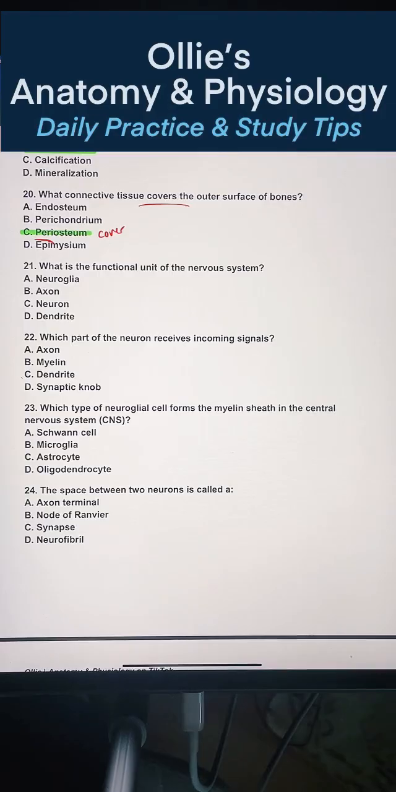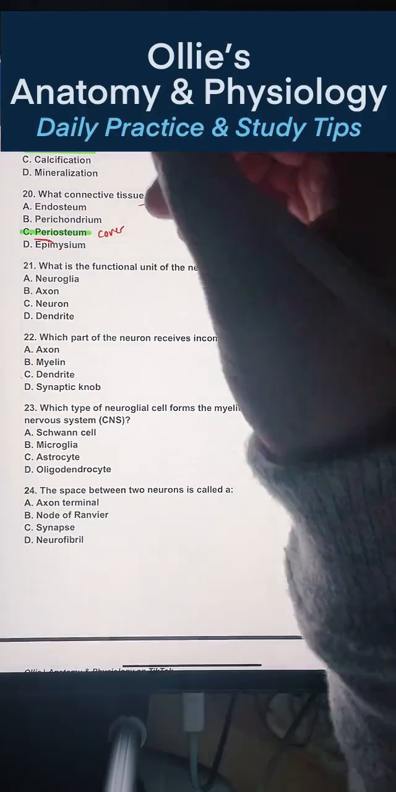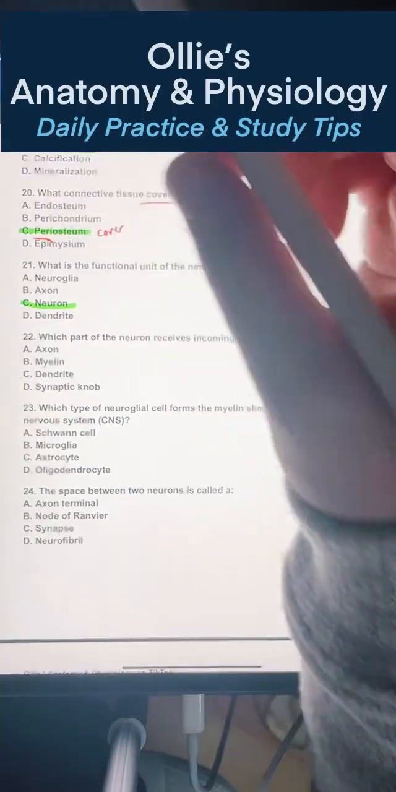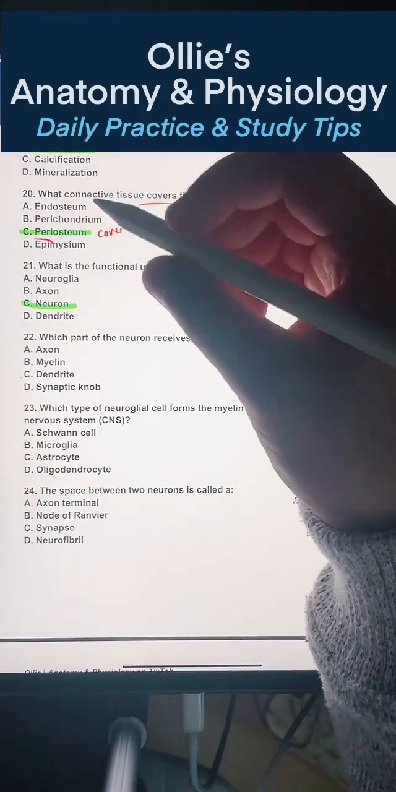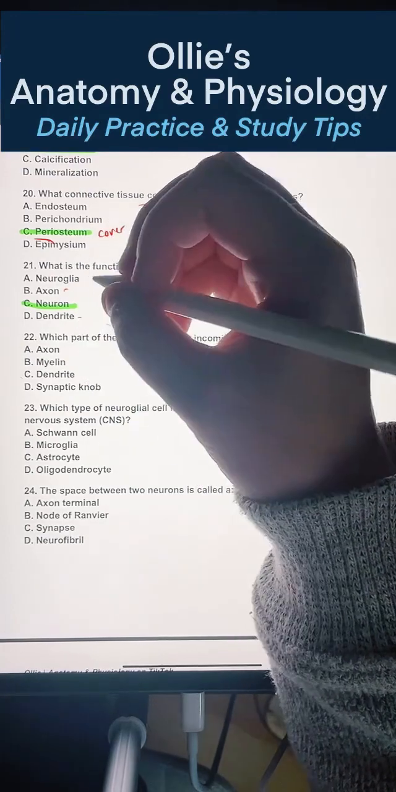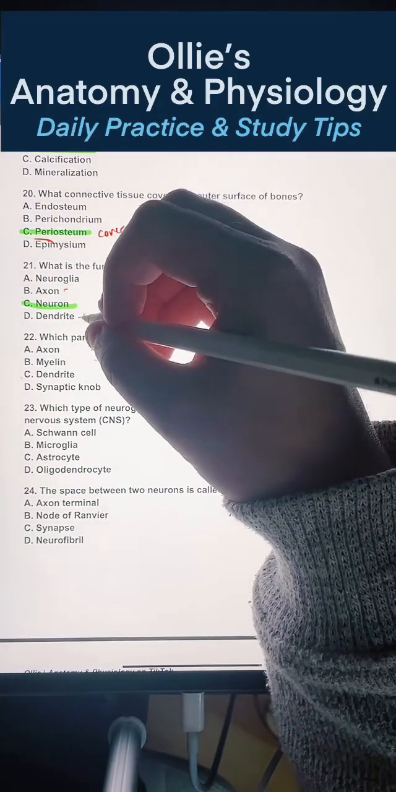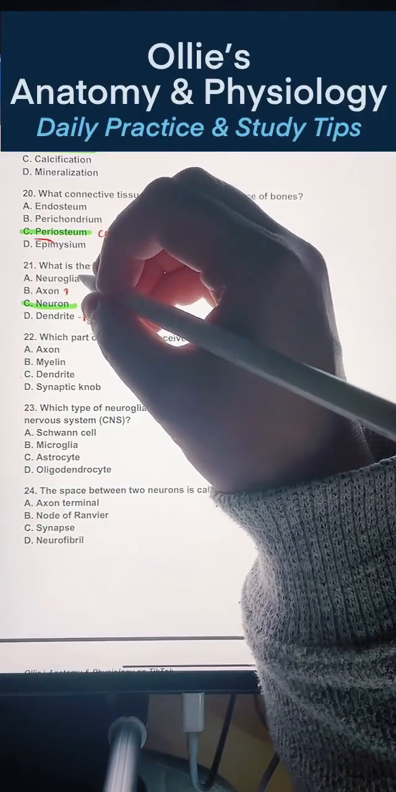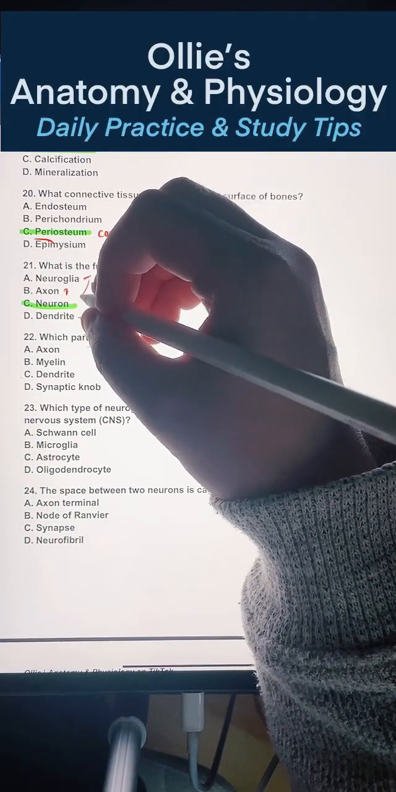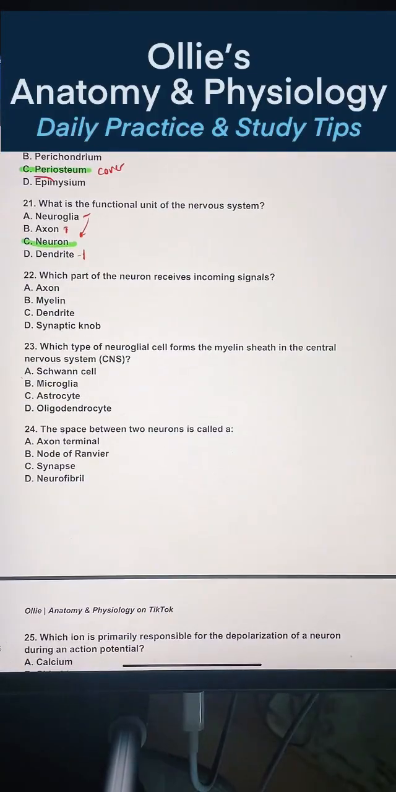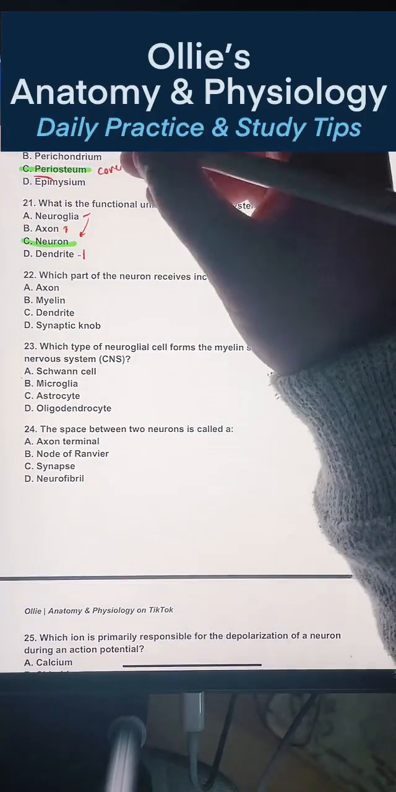Number 21, the answer is C. It is a neuron. The neuron is the functional unit of the nervous system. The axon and the dendrite are parts of it. The dendrite receives information. The axon transmits it. Neuroglia are going to be support cells for neurons. Number 22, which part of the neuron receives incoming signals? If you're putting C, you're absolutely correct.